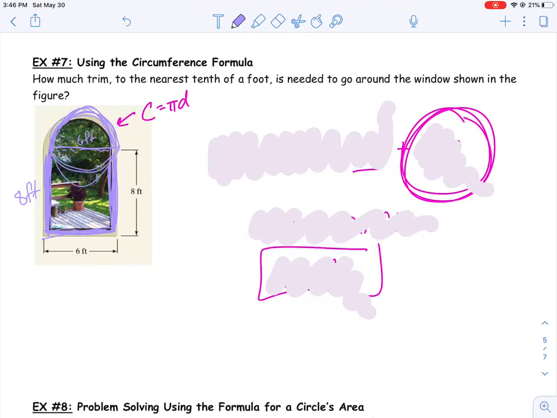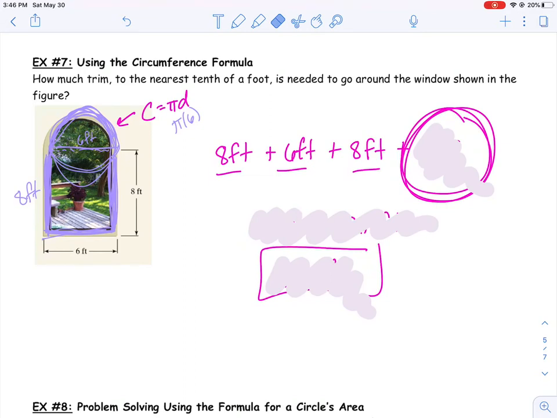So I should be able to find the circumference of the circle by doing pi times 6 feet. But remember, it's not a whole circle. I only want the top half of the circle, so don't I actually have to divide that in two? So this is what I have.